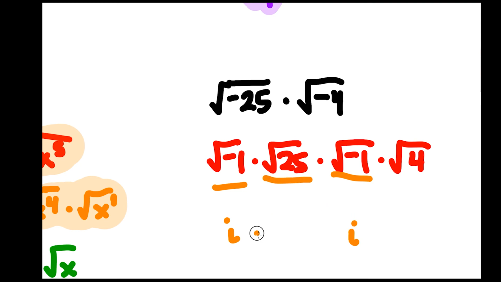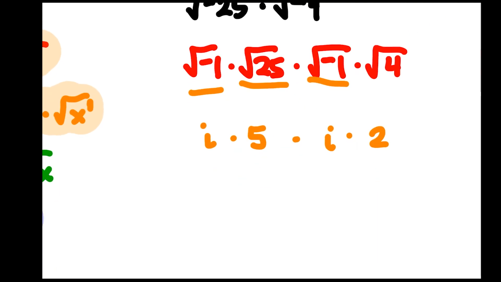Okay, the square root of 25 is just 5. The square root of 4 is just 2, so that makes it easy. So we end up having 10 times i squared. Well, i squared, if you remember, we went over this before, is equal to -1. So your final answer is going to be 10 times -1, which is just going to be -10.